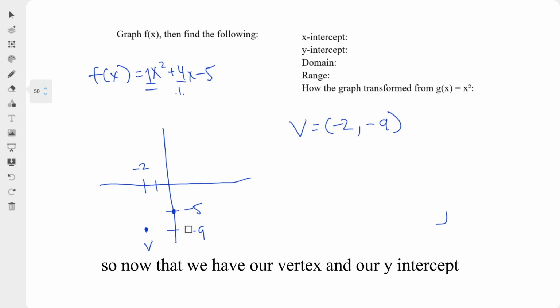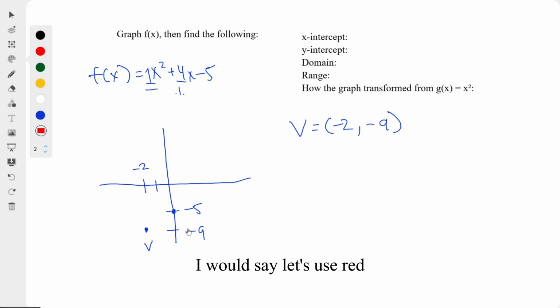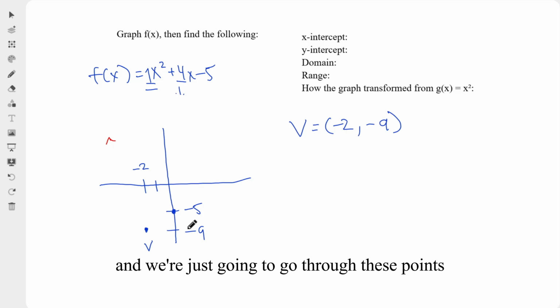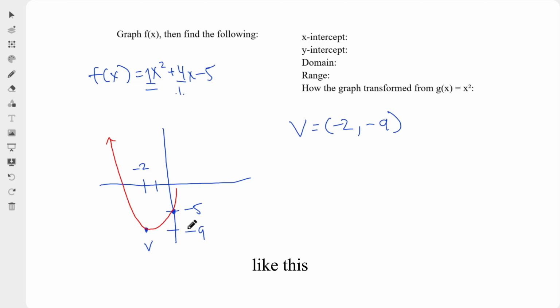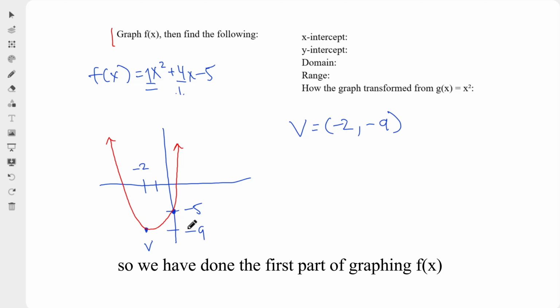So now that we have our vertex and our y-intercept, we can go ahead and plot this graph. I'll use a different color. I would say let's use red. So we're going to be in the U shape, and we're just going to go through these points like this, something like that. And that is the graph of this parabola. So we have done the first part of graphing f of x.